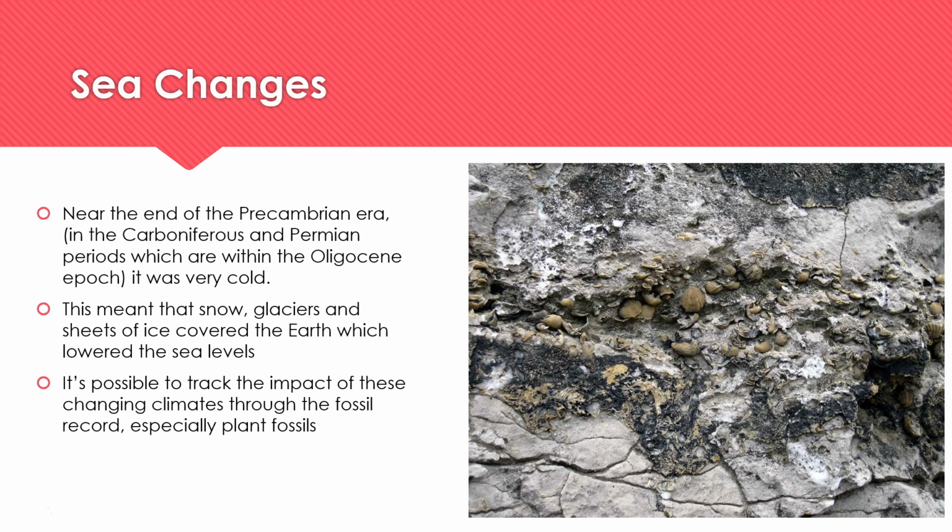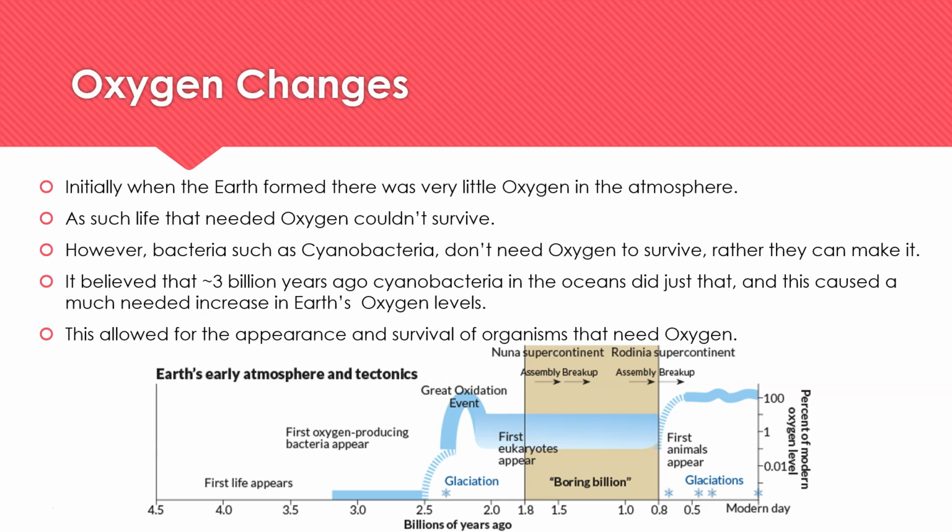And so you can sort of track the impact of those changing climates by looking at the fossil record, especially plant fossils or even marine fossils, and tracking how their locations have changed. And that gives you an idea around things like sea changes as well. One of the other things that scientists consider is looking at the availability of different nutrients and different elements in the atmosphere.